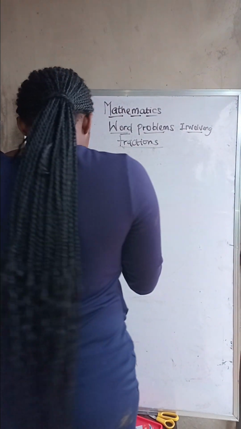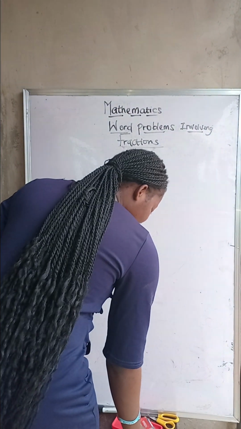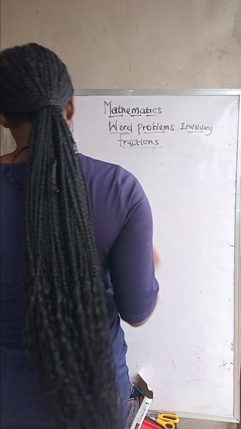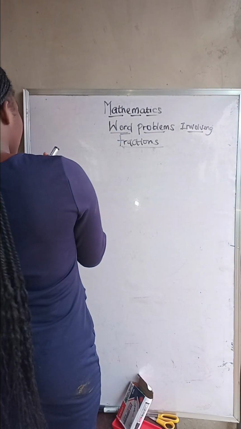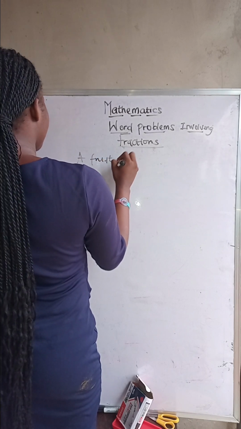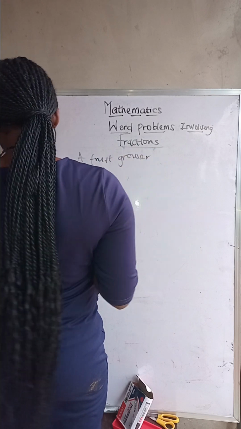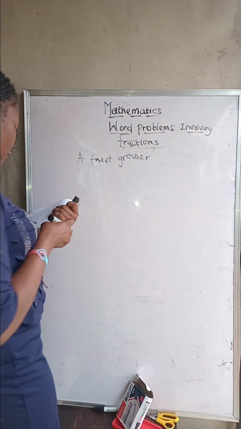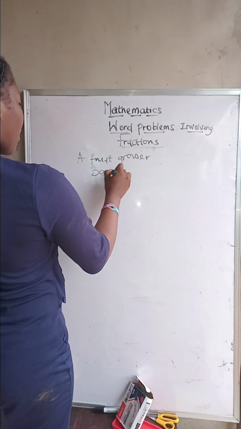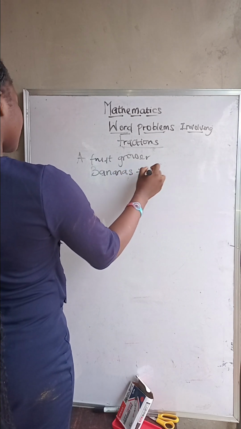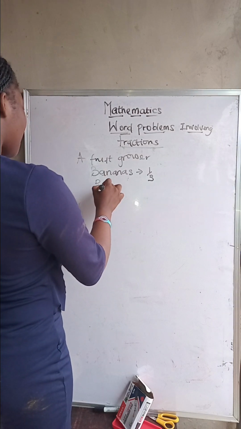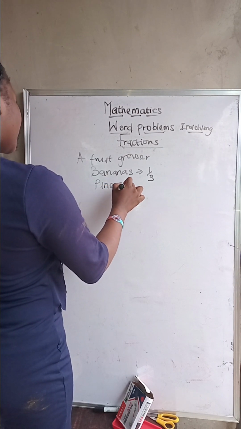Now, the first question. A fruit grower uses 1/3 of his land for bananas. I'm not going to be writing questions this time around. So bananas is 1/3. Then 3/8 for pineapples. Pineapples is 3/8.